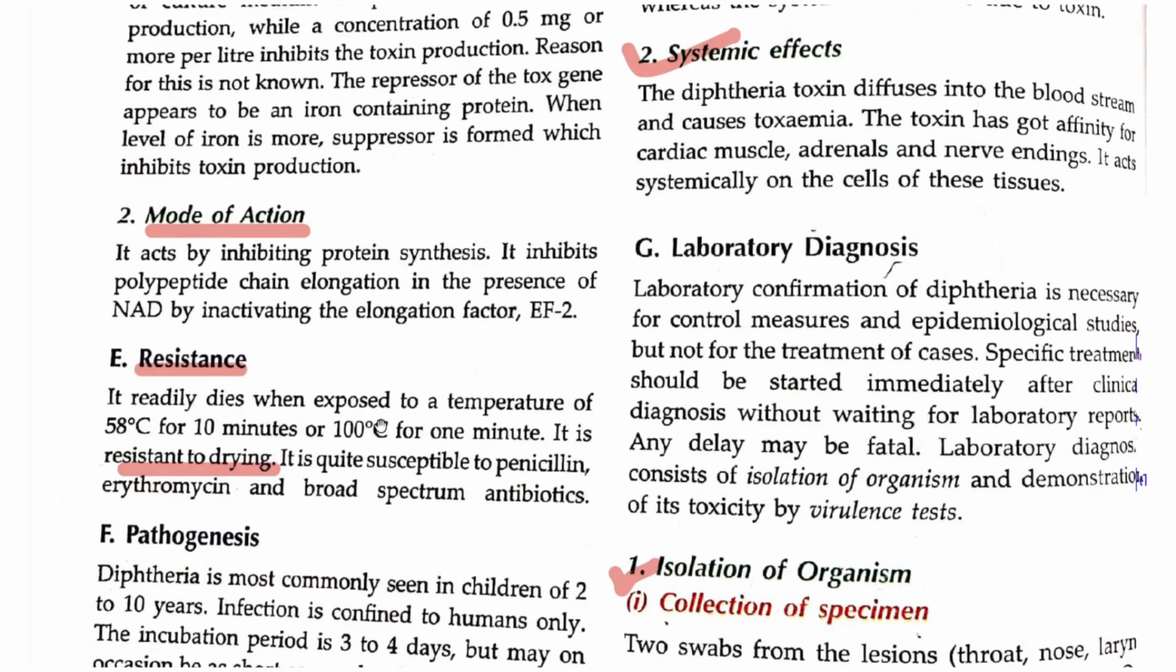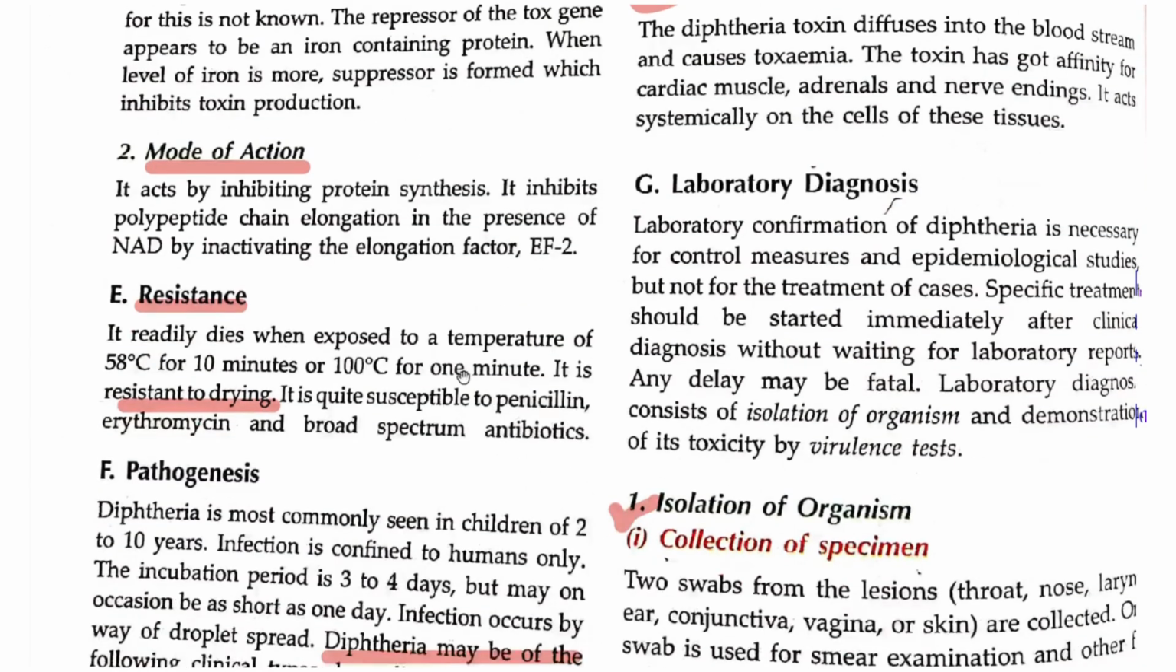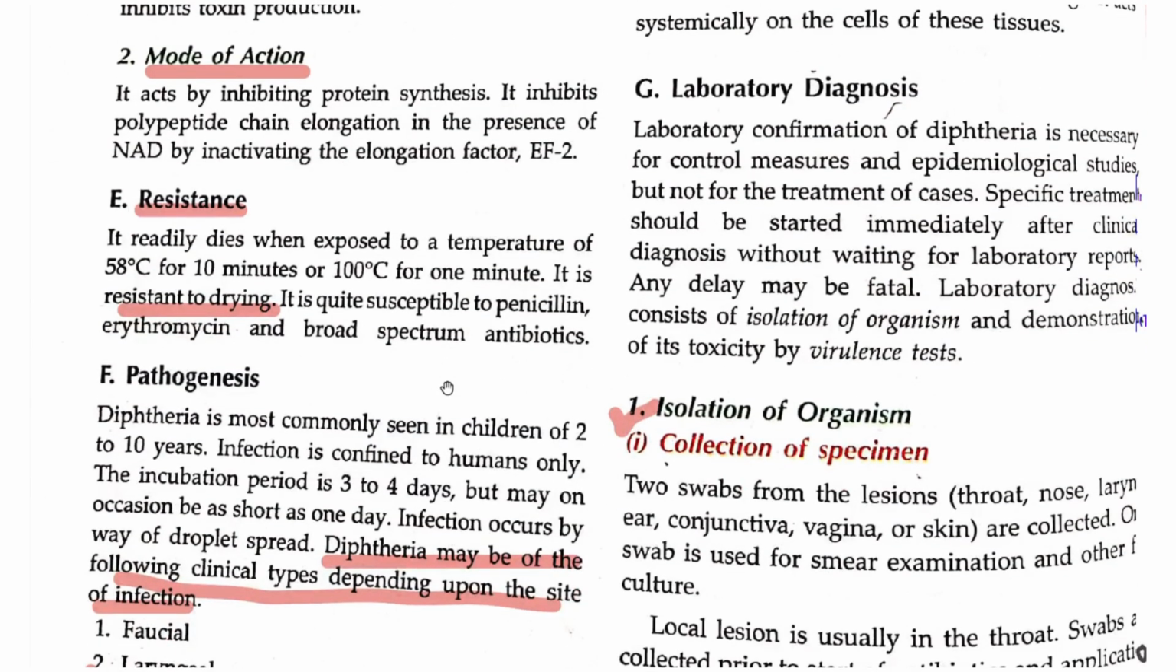It readily dies when exposed to a temperature of 58 degrees Celsius for 10 minutes or 100 degrees Celsius for 1 minute. It is resistant to drying. So in the resistance, it will die if the temperature is about 58 degrees Celsius. Next comes the pathogenesis.